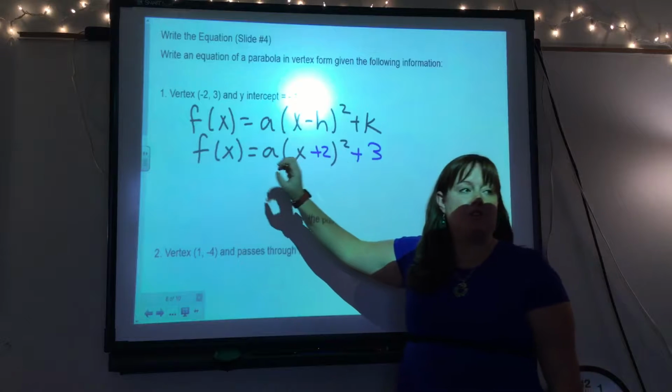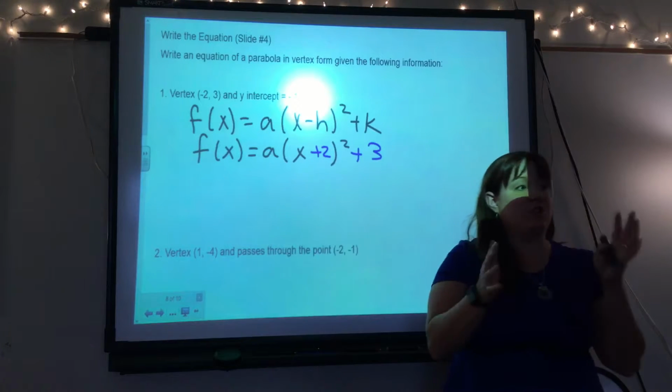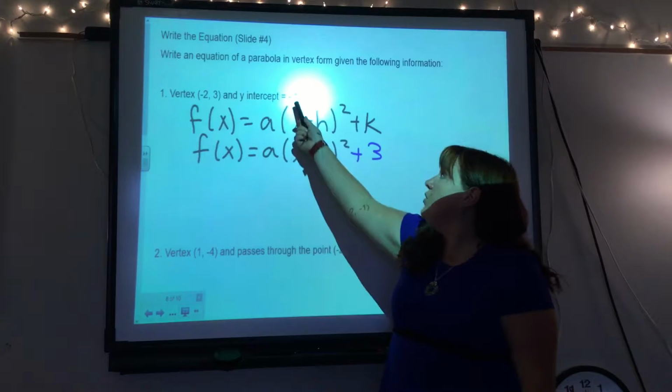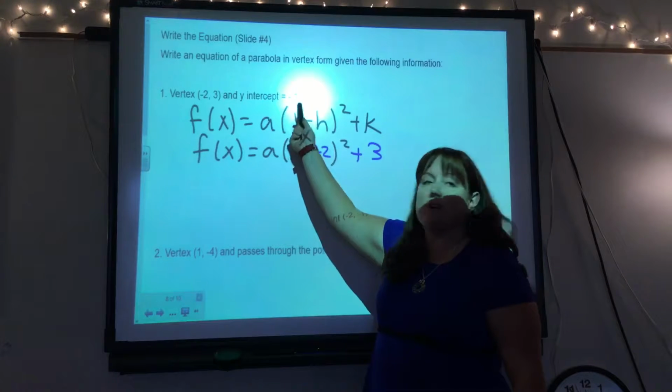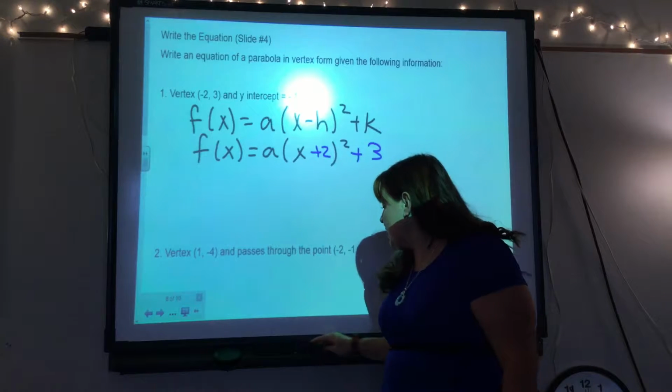So now this is the issue. We don't know a, do we? A is the stretch or compression. The thing is, we just have an intercept right here. We don't really know what the stretch or compression is going to be. So this is how we're going to do it.